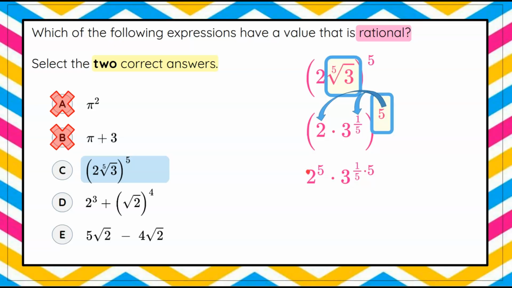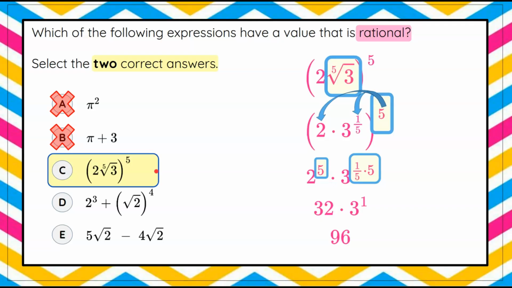2 to the 5th, that's 1 power. The second is 3, and then multiply the exponents, 1/5 times 5. So 2 to the 5th, right here, is going to be 32. Then 1/5 times 5 is 1, giving me 3 to the 1, or 3. 32 times 3 is 96. That is definitely a rational number. All whole numbers are rational. So we have our first correct answer, C.